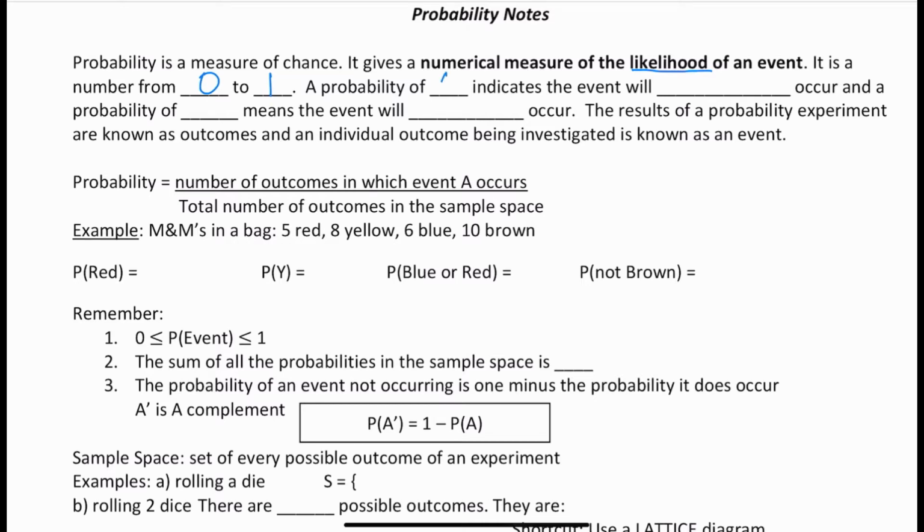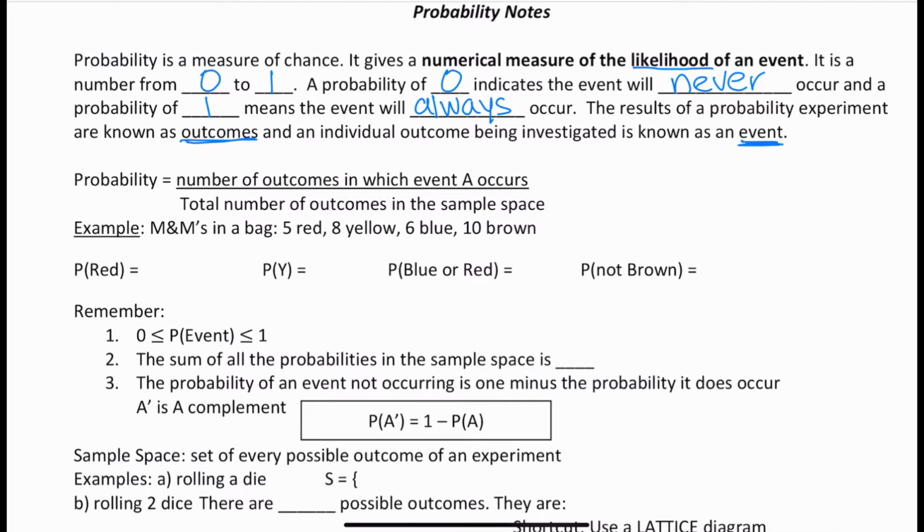A probability of 0 indicates the event will never occur, while a probability of 1 means the event will always occur. The results of a probability experiment are known as outcomes, so super important word, as well as the individual outcomes being investigated are known as events. So probability, the definition, is the number of outcomes in which event A occurs divided by the total number of outcomes in the sample space. And I always say probability is simply what it is that you want divided by the total.